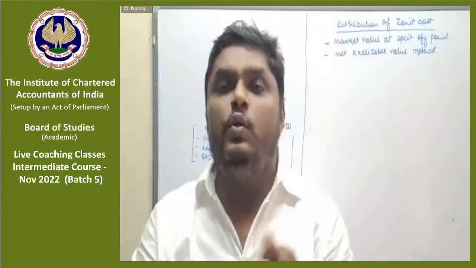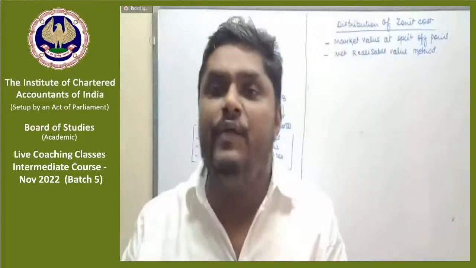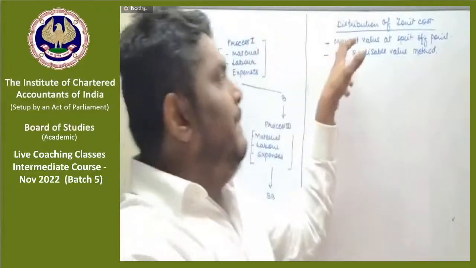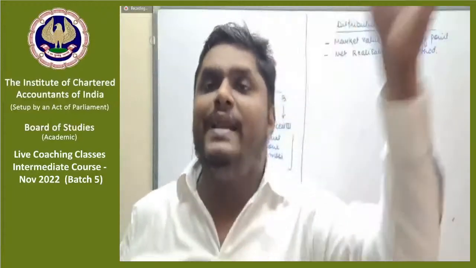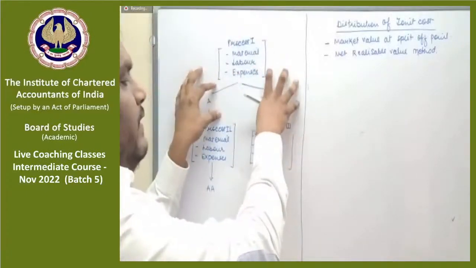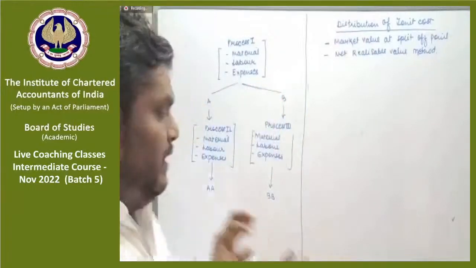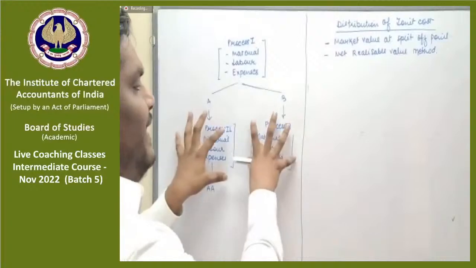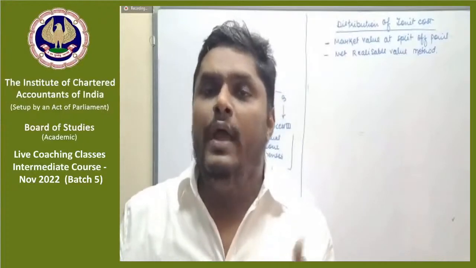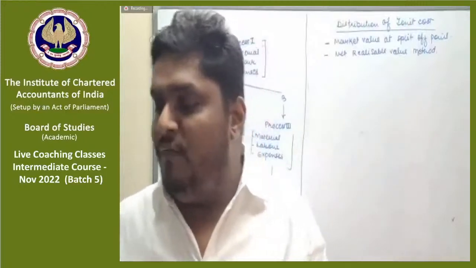Rekha, just follow the rules I am saying. If the market value of A and B is given, then apply the first method, that is market value at split off point. But what if the market value of A and B is not given? Then very simple, we will calculate the dummy market value of A and B. How? The sale value of double A and double B minus the further processing cost, we will get the value, or we can say the net realizable value, and herein the joint cost will be distributed in the ratio of net realizable value.